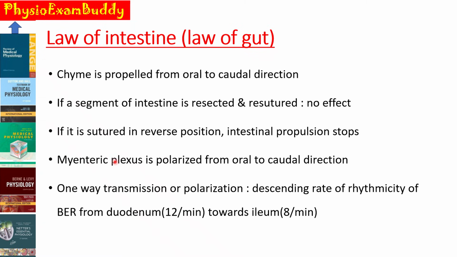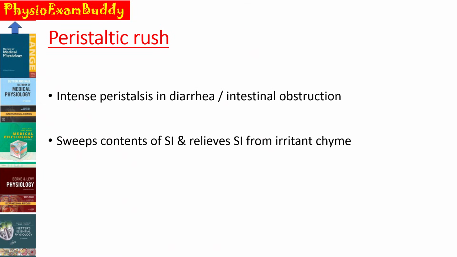So the reason for this is that the myenteric plexus is polarized only from oral to caudal direction, and this is responsible for the one-way transmission or the polarization. And the descending rate of rhythmicity of the basic electrical rhythm is from the duodenum towards the ileum. That is, the rate will decrease from 12 per minute to, in the ileum, a rate of 8 per minute.